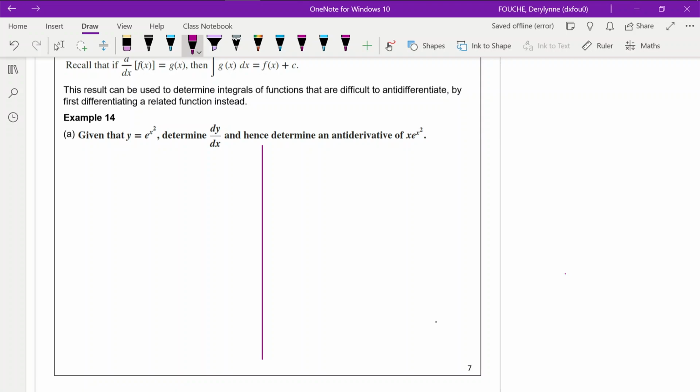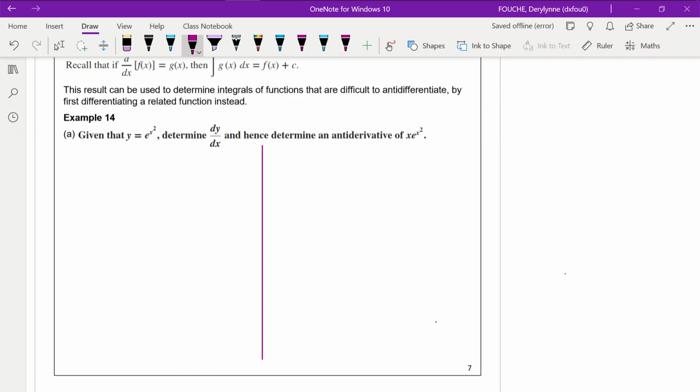They just tell you to find the integral of a complicated function, and you need a bit of creativity to imagine what that function might have been before it was differentiated to become that function. So let's have a look.